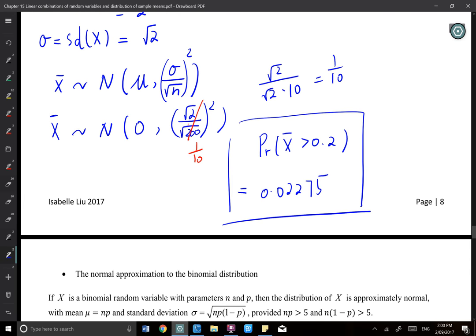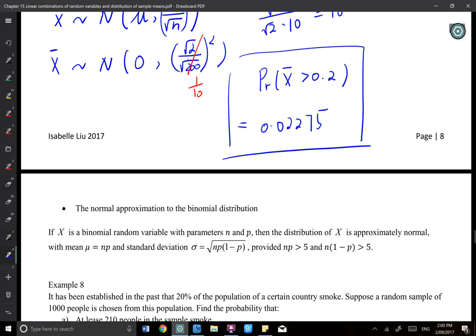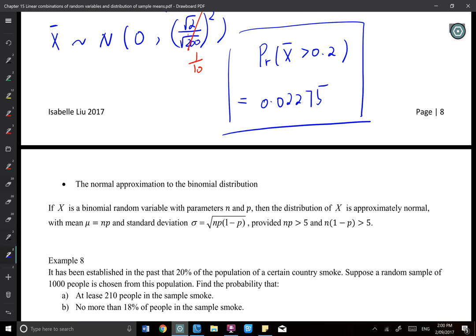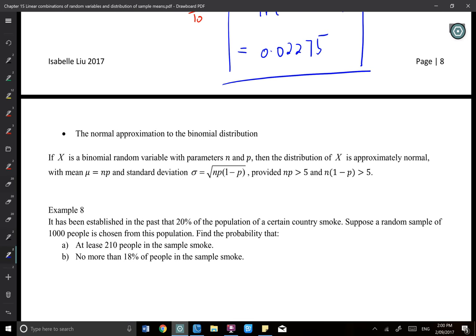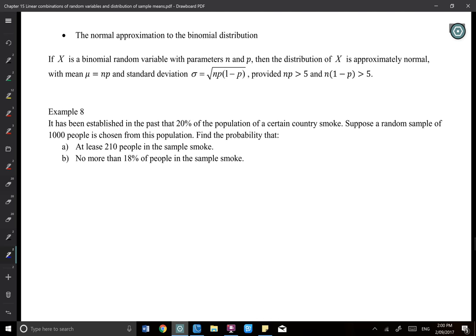Other questions? Okay, if not, what is the next one? Well, you have learned the binomial approximation. Do you remember that?